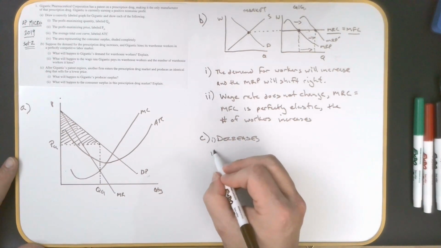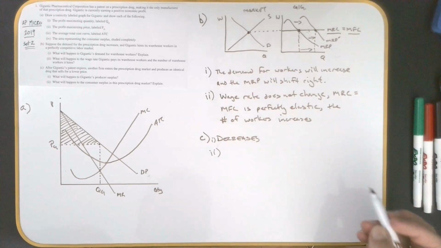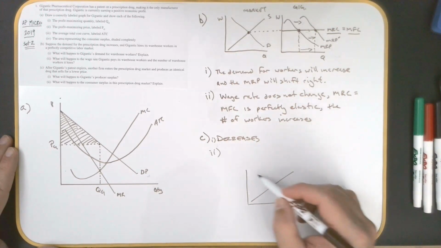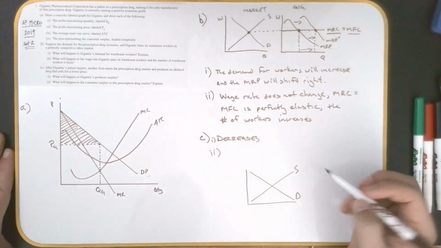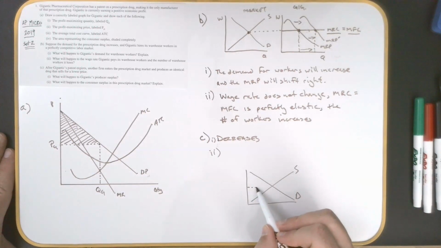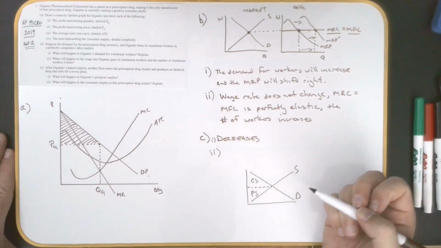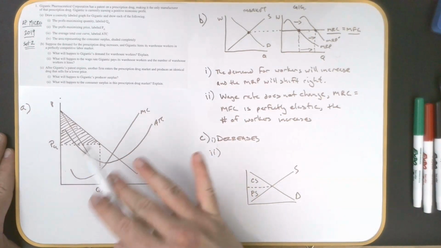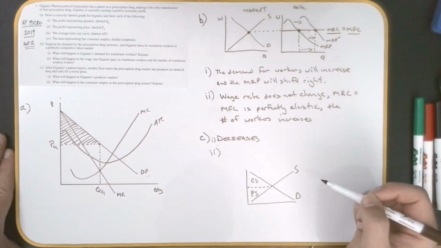And then for part 2, it says, what will happen to consumer surplus in the prescription drug market, and explain. I'm going to draw that sketch again. So if we have supply and demand, and here was our consumer surplus and producer surplus. It's a little tougher to see on this graph, and I don't want to have to erase or tweak it, so this will serve the purposes.